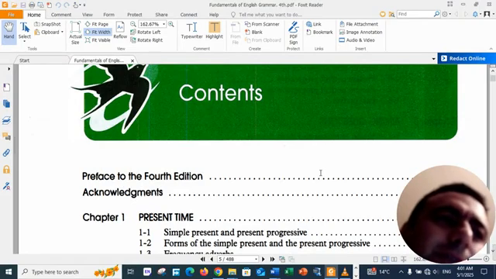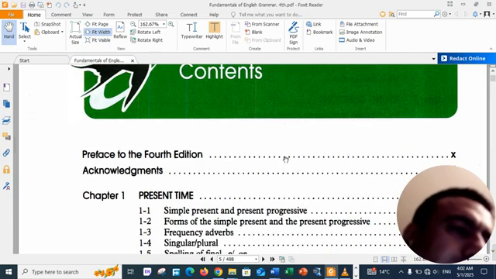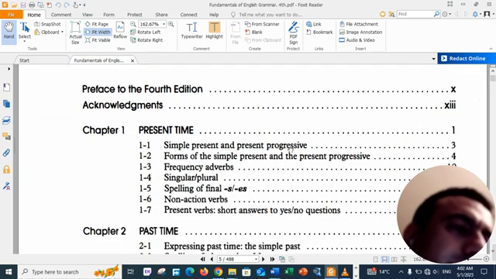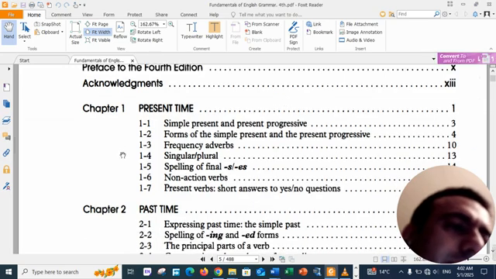It's Fundamentals of English Grammar, 4th edition, Betty Azar. Its contents, syllabus. Preface, contents. Preface to the 4th edition, acknowledgements, Chapter 1. Present time. 1-1, simple present and present progressive. 1-2, forms of the simple present and the present progressive.